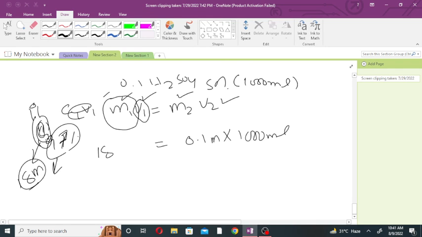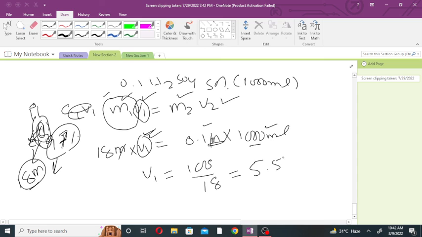So it is 18 molar, and V1 is the volume which we are taking from this bottle into the pipette, and we will add this volume to the distilled water to prepare 1000 ml of H2SO4 whose molarity is 0.1 molar. So V1 is 100 divided by 18, so it will be about 5.55 ml.